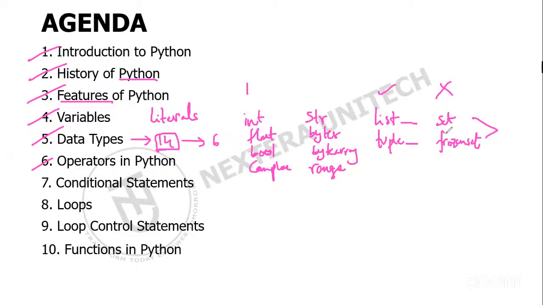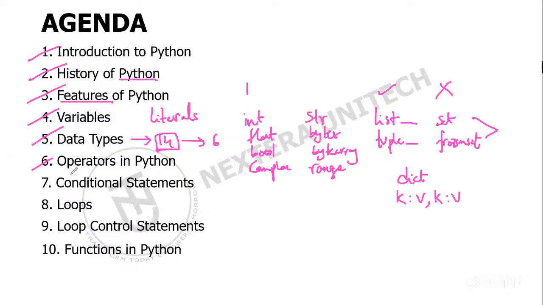Right. And finally, we also discussed dict data type, which helps us to store the data in the form of key value pairs. Keys and values are separated by colon, whereas key value pairs are separated by comma. Right? Yes. So these are the different data types we have understood.